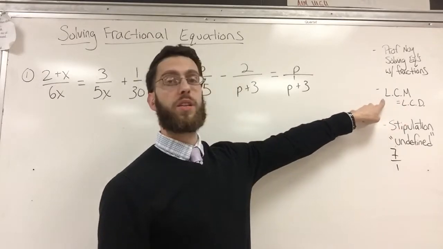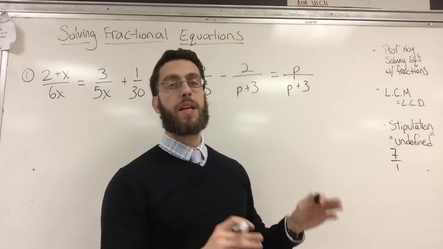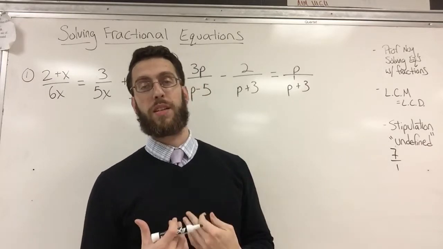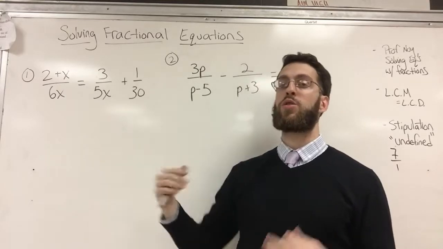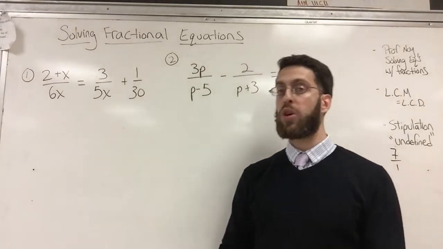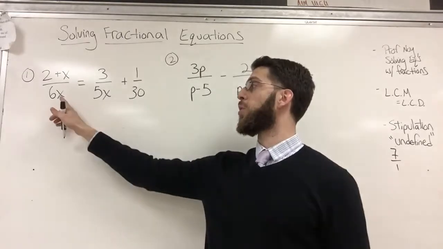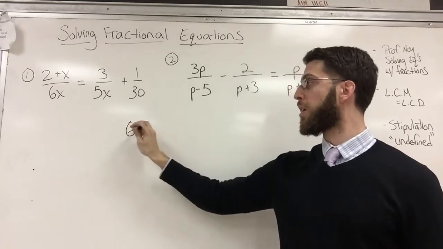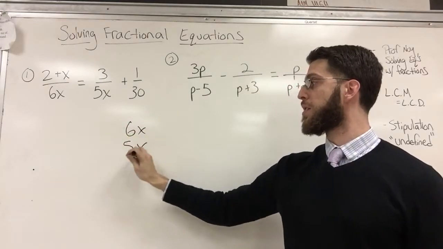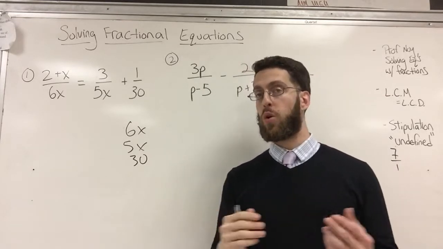Also, you might hear me say least common multiple or least common denominator. It's not that they mean the same thing, but I mean the same thing when I say them. For example, here I need a least common denominator, so when I look for that least common denominator, I'm looking for the least common multiple of the denominators. So I'm looking at the 6x, the 5x, and the 30, and it might help you to look at it like this and figure out what do they all go into.